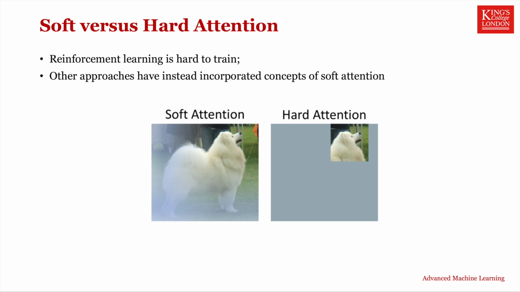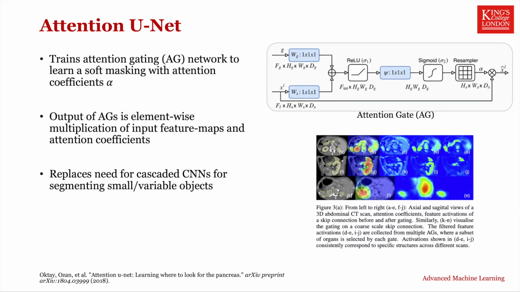However, reinforcement learning is notoriously hard to train, so other approaches have instead incorporated concepts of soft attention. So here, rather than hard cropping out sections of the image to look at, a mask is learnt which blurs large parts of the image and focuses the attention of the network on a specific part. This concept was recently built into segmentation networks designed with medical imaging specifically in mind. So known as the attention UNet, this applies an attention gating module, which learns a saliency masking of the image so as to focus attention.